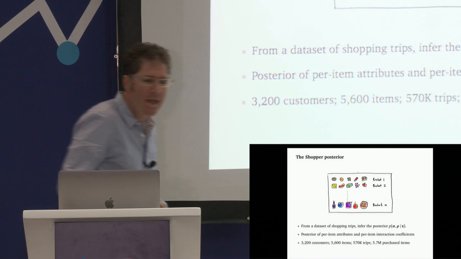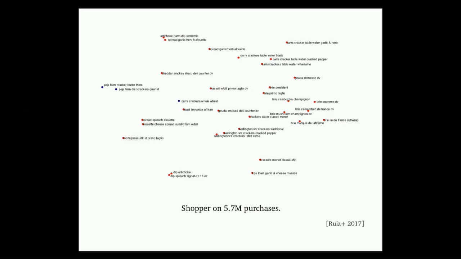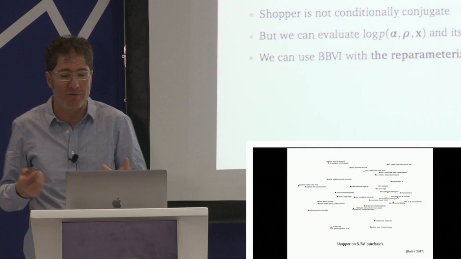And this is how I got this picture I showed you in the beginning that showed you that crackers and cheese go together, okay? So these are now taking the latent attributes of the crackers and the cheese. Actually, this is just part of the latent attribute space, which has crackers and cheese near it. And we're learning that things like artichoke and spinach dip are similar, and so on. Okay, so it learns these latent attributes automatically. But the problem is, as usual, we can't calculate that posterior exactly, and nor is it conditionally conjugate. Okay, so nor does it fit in that nice first class of models.